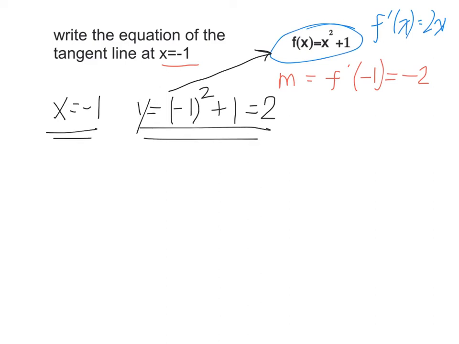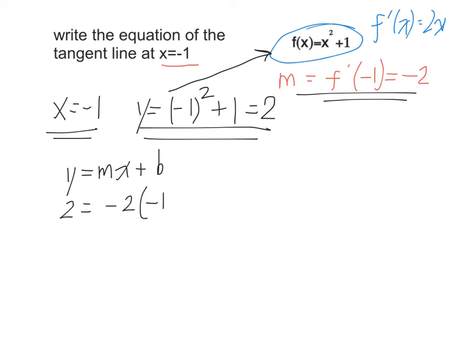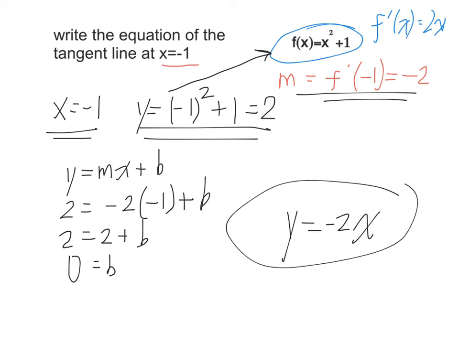And I have the slope. Remember, the calculus is what gives you the slope of the tangent line. So y equals mx plus b finishes this up. b is 0 for this particular one, and the answer is y equals negative 2x plus 0. It's the slope of the tangent line.